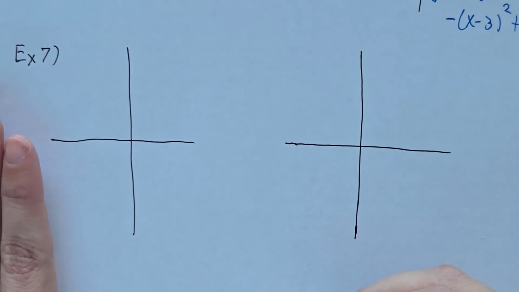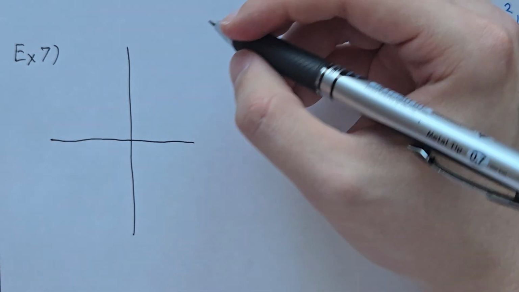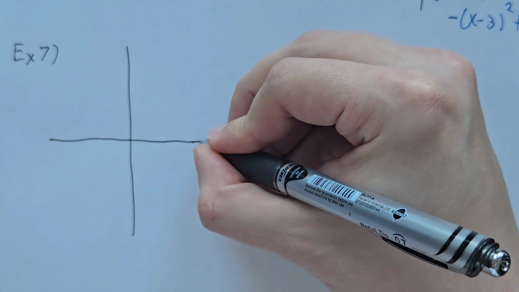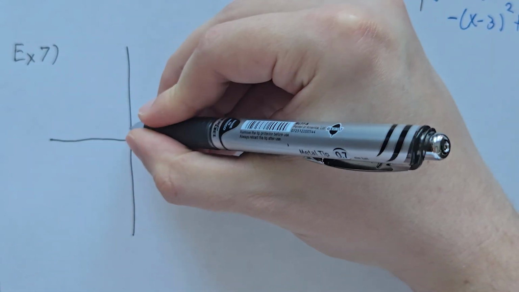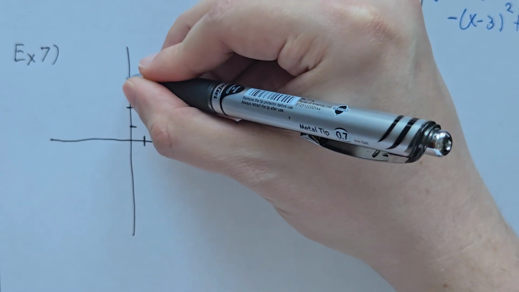All right. So the graph that it gives us looks like it needs to go 5 tick marks out in each direction. So I'll start with that. 1, 2, 3, 4, 5. 1, 2, 3, 4, 5.